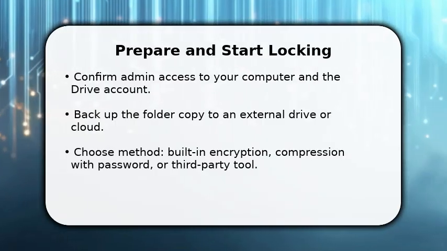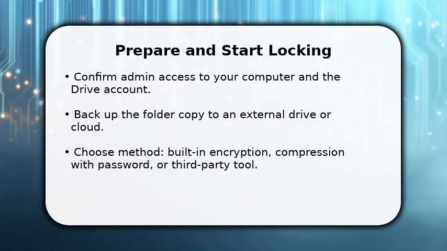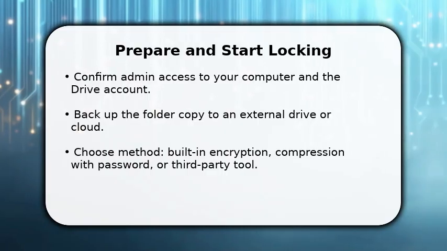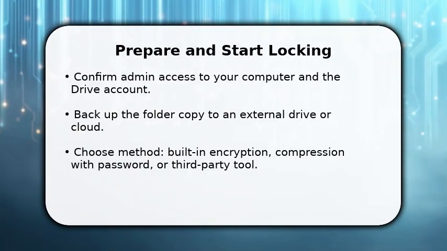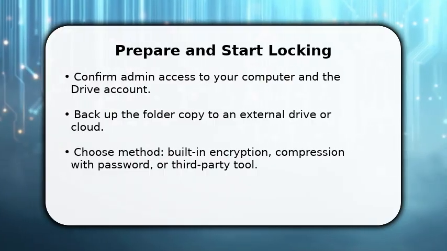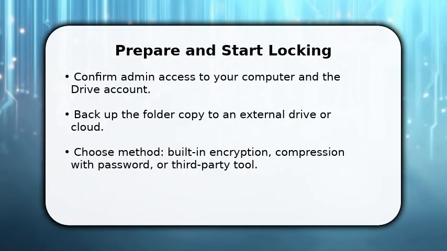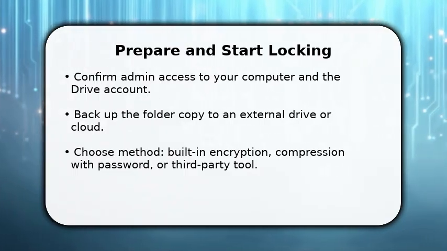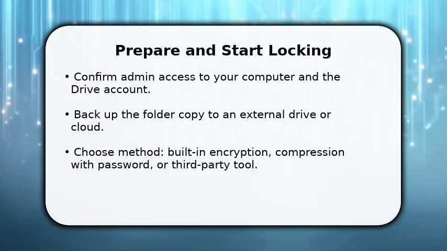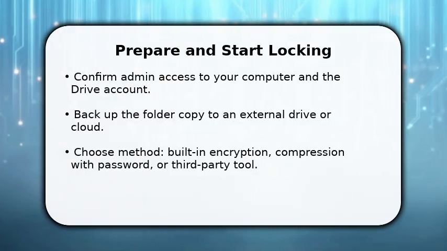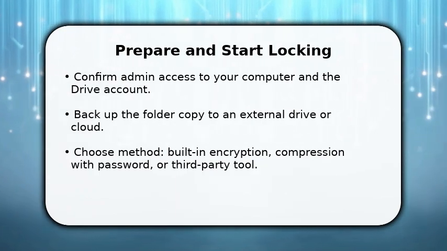You begin by confirming admin rights and backing up the target folder. This prevents data loss if something goes wrong. Once done, decide which locking method fits your needs: the drive's built-in encryption for integrated security, a passworded archive for quick protection, or a vetted third-party app for advanced features. Make sure to note any passwords or recovery keys in a secure manager because you will need them later. This step establishes the foundation before changing file states or permissions.